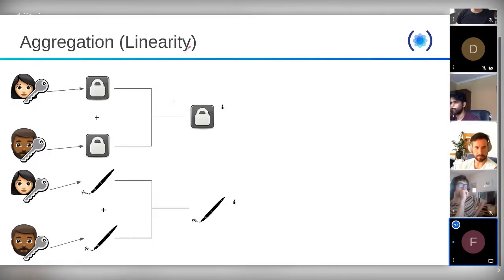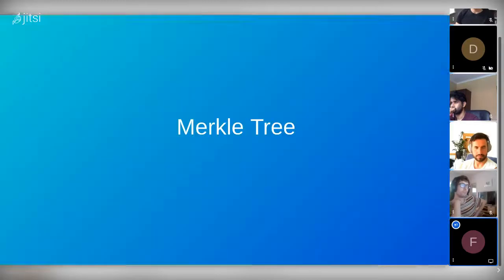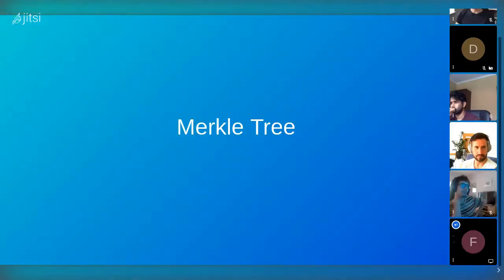So aggregation is also called linearity, in case you wonder. So, is everyone clear on that? That's extremely important. All right, good. So let's talk about Merkle trees.